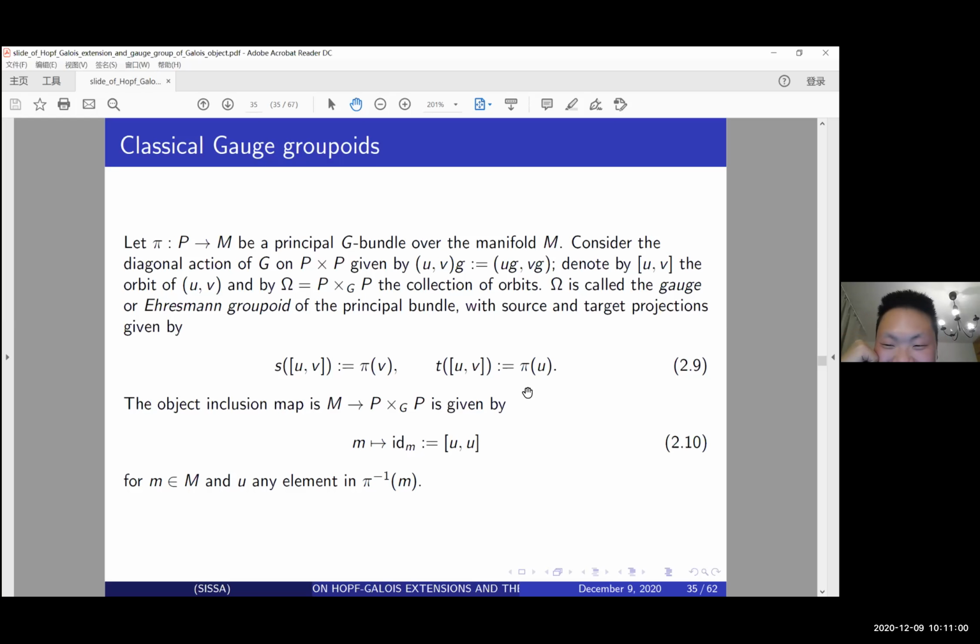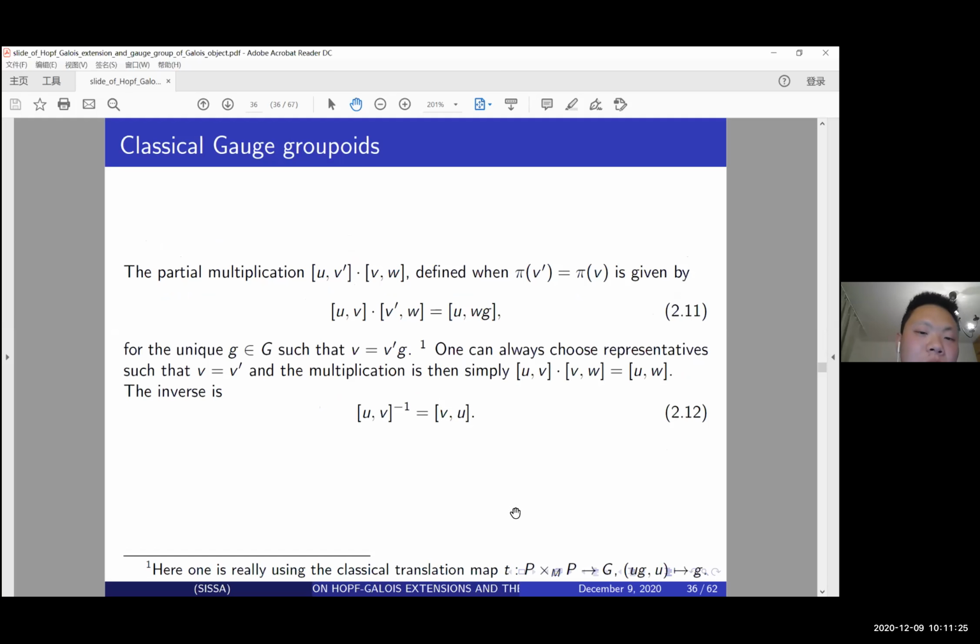Okay, so as a groupoid, we also need to have the inclusion map from the space of objects to the space of morphisms, and this inclusion map is given by 2.10. That is a map from M to the equivalence class of (u, u), where u belongs to the fiber over M in the corresponding principal bundle. And also we need to define the composition of the morphism space, that (u, v') times (v, w) is only definable whenever v and v' belong to the same fiber.